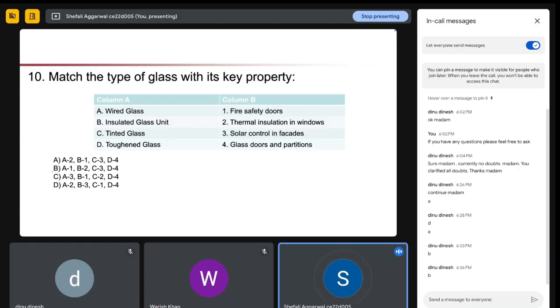B, A1, correct. So from here, wired glass we are using for fire safety, and for insulated glass units we are using thermal insulation. Tinted glass is used for solar control and toughened glass for glass doors and partitions. B is the correct answer.